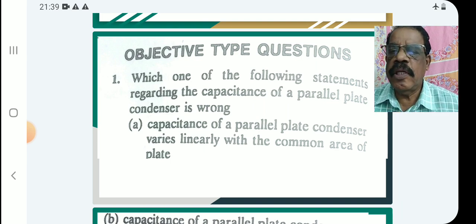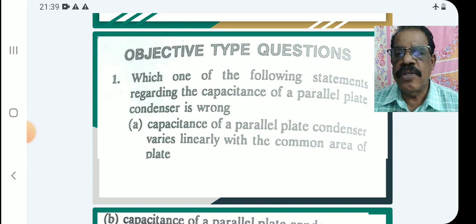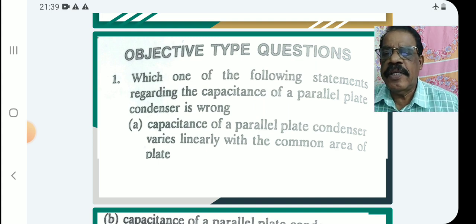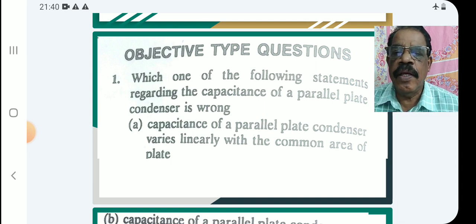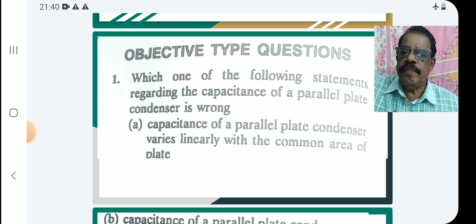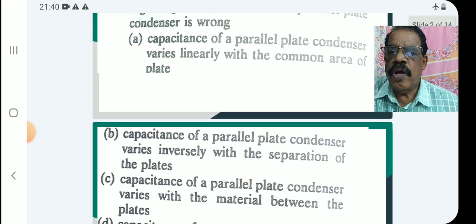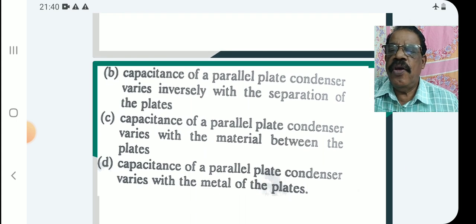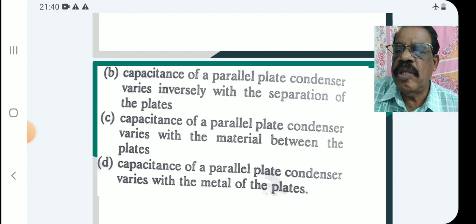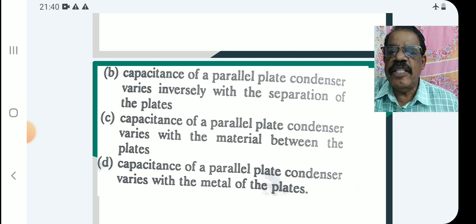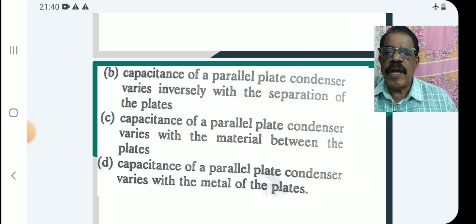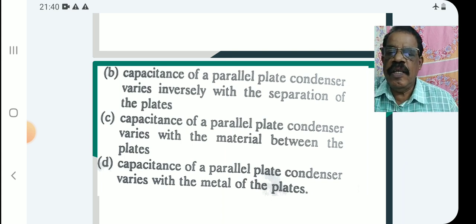Which one of the following statements regarding the capacitance of a parallel plate condenser is wrong? A. Capacitance of a parallel plate condenser varies linearly with the common area of the plate. B. Capacitance of a parallel plate condenser varies inversely with the separation of the plates. C. The capacitance of a parallel plate condenser varies with the material between the plates. D. Capacitance of a parallel plate condenser varies with the material of the plates.